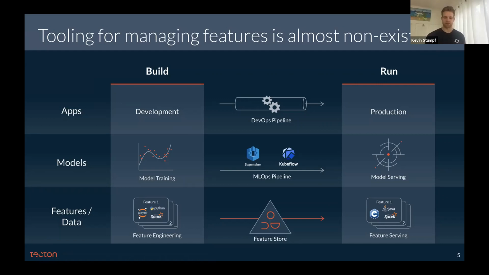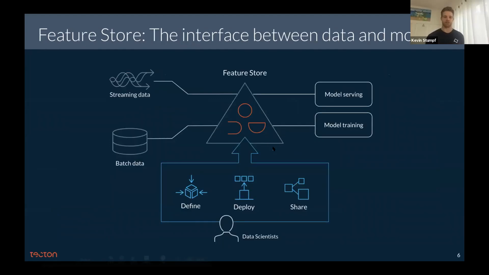So let's take a look. The feature store is really the interface between your organization's raw data sources as well as your model training systems. And so it's this intermediary interface, this intermediary layer that then serves the features to both the training system and your model serving system. Your data scientist is the primary user of it, who using the feature tool defines new features, deploys them to production, and then shares them.